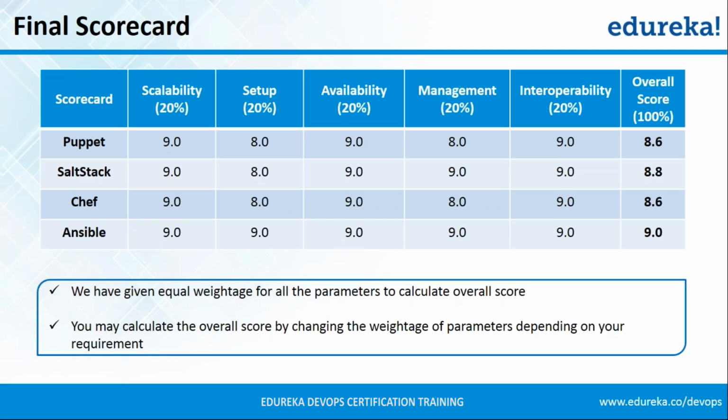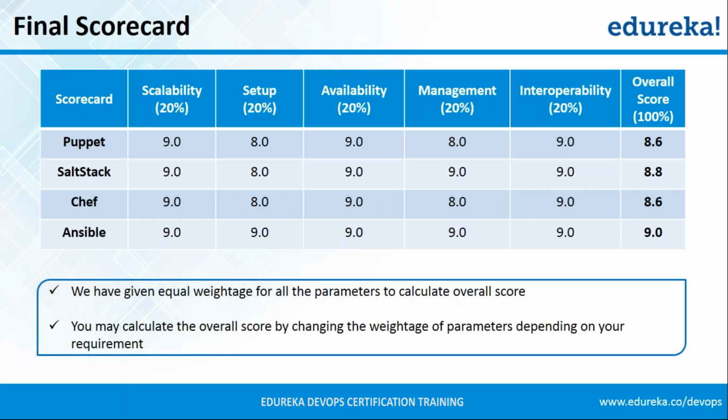Interoperability. As we have seen, all the four tools, their main master or server is present on Linux/Unix and their slaves or nodes can be on Windows. So all of them score 9 over here. So final score for Puppet is 8.6, SaltStack is 8.8, Chef is 8.6 and Ansible is 9.0. So are there any questions, guys? No. So let us move forward and see some of the more factors.